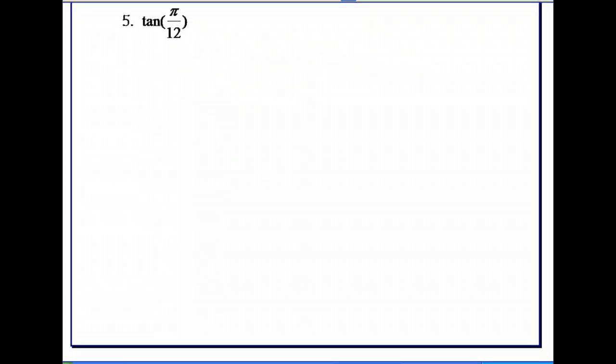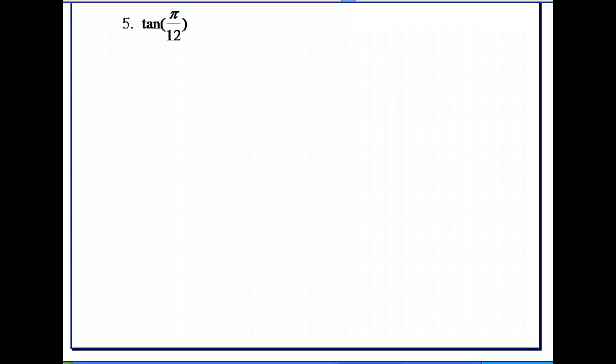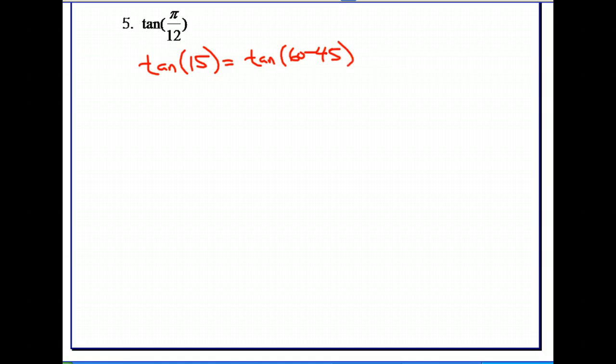All right, same thing here. Tangent of pi over 12. That's the same as the tangent of 15. And now we've got two ways to get 15, and we can think about this a little bit. I'm going to recommend the tangent of 60 minus 45, just because the tangent of 60 is square root of 3. If I had 45 minus 30 instead, the tangent of 30 is square root of 3 over 3, so it brings in another fraction, which I'd rather avoid. So I'm going to go with the tangent of 60 minus 45.